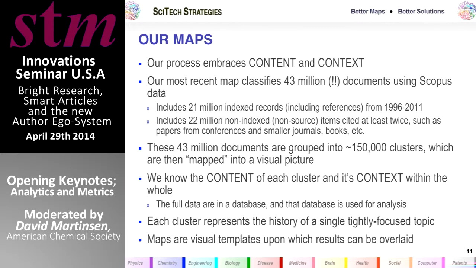Okay, so a little bit about our maps. We tend to make very large maps, and when I say map, here what we do is, as I showed in the previous slide, we generate a classification system, so to speak, by doing clustering. And so we'll take, in this case, 43 million documents from Scopus, and we'll cluster that, and it turned out in this particular map there's about 150,000 separate clusters. And each one of those contains a history. So we know which documents are in that cluster, and we can see what has happened over time in that very tightly focused topic area.